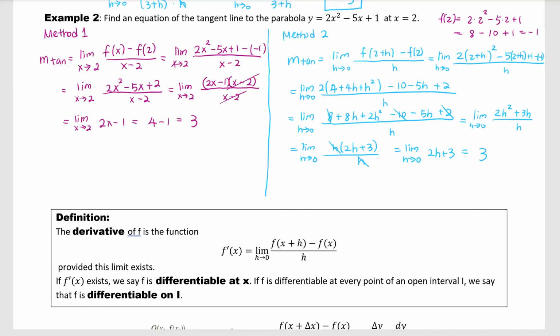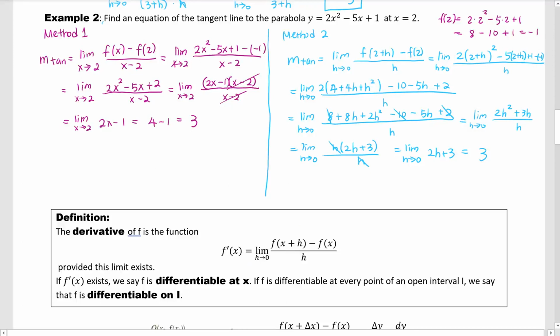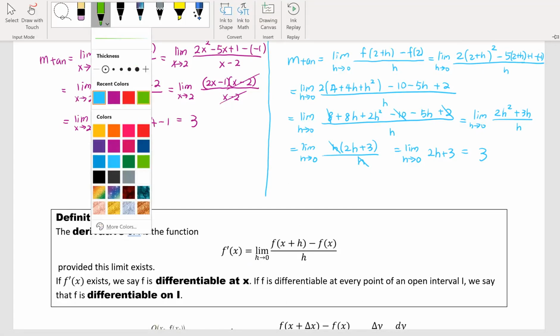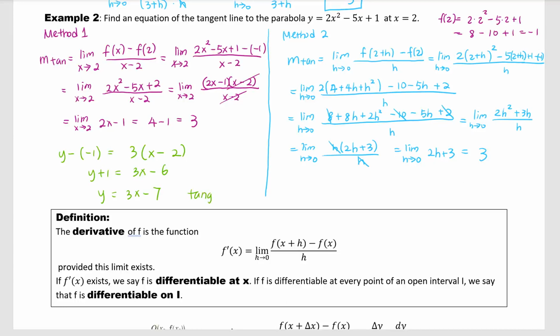Okay, so after you find the slope, we haven't done yet, right? We also need to find the tangent line equation. So what's the tangent line? Y minus the y coordinate, which is -1, equals to the slope 3, and then x minus the x coordinates 2. So y plus 1 equals 3x minus 6. Subtract 1. So this is the tangent line. So far, so good, everybody?